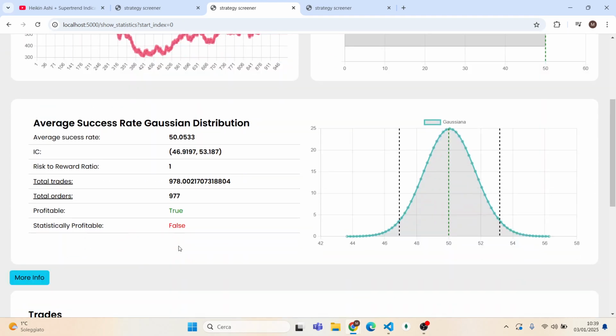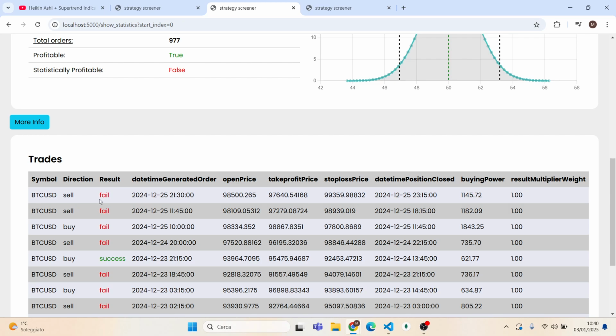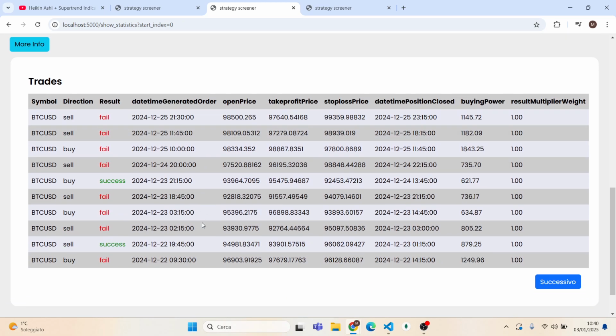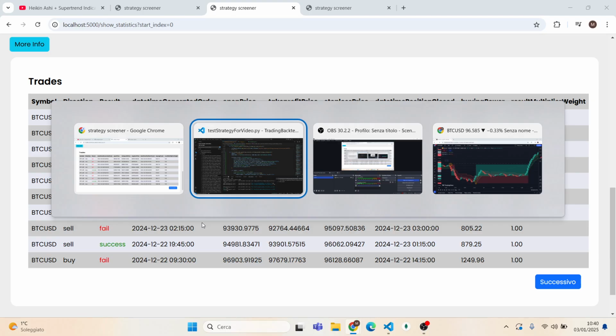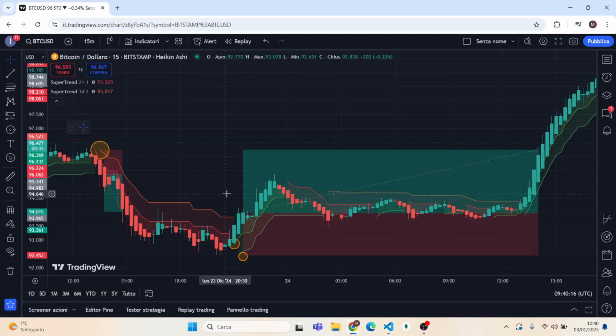But now let's talk about the strategy by watching together some trades. I made some changes to the strategy, which I will explain during the video. So let me show you some of the trades that my software has taken. So let's go on the chart.